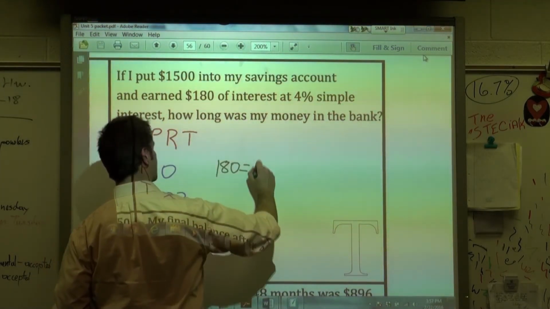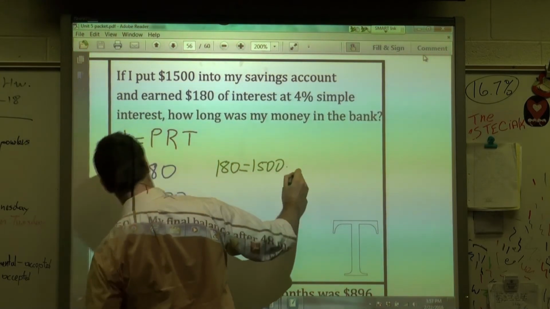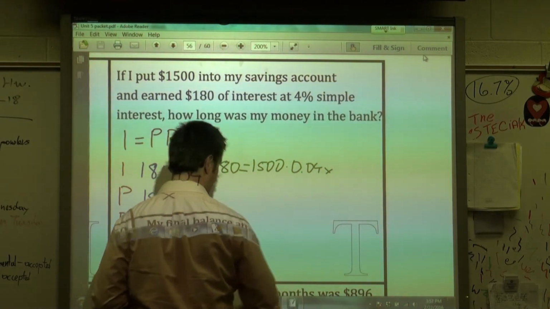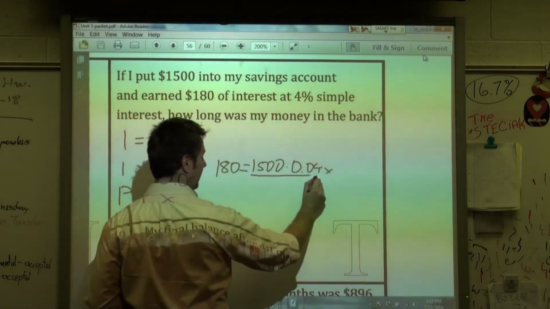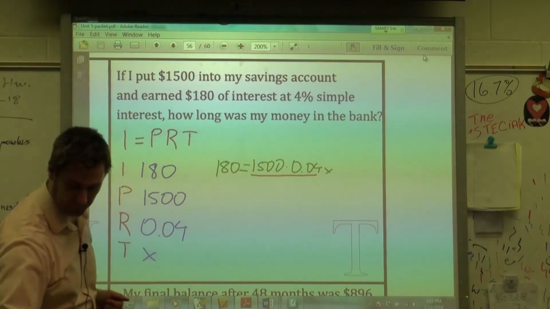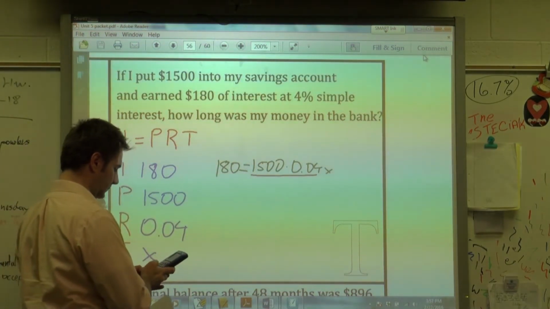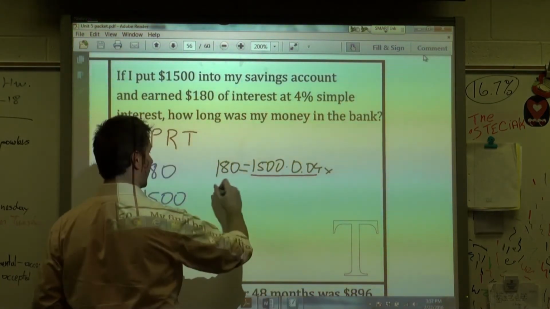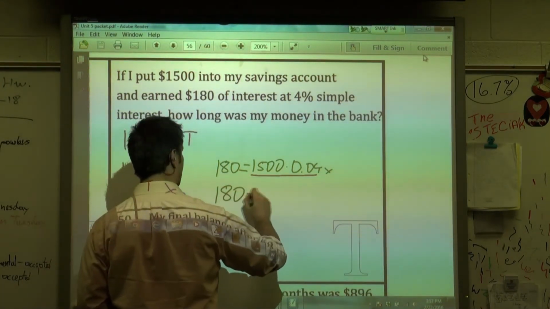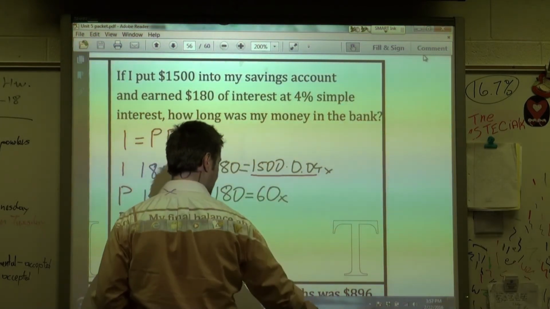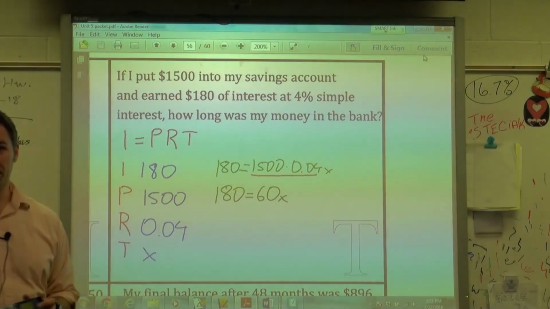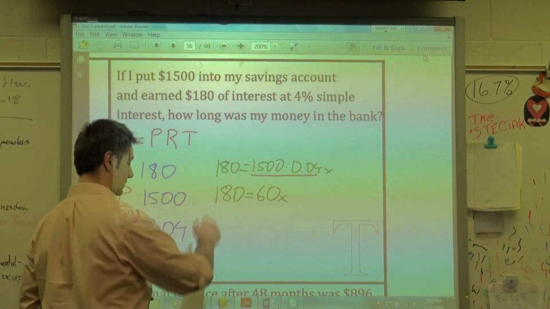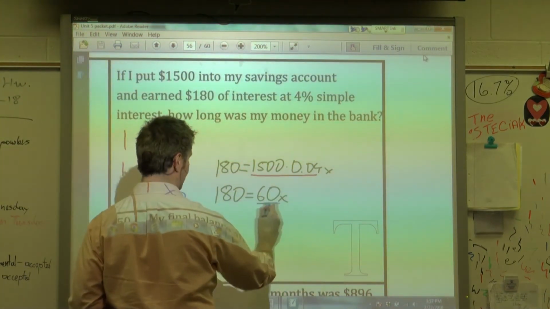180 equals 1,500 times 0.04 times x. I'm going to multiply 1,500 and 0.04 first. And I get 180 equals 60x. What we have here is a one-step equation. As you all know, all you need to do right now is to divide by the number that's next to x. In our case, 60.